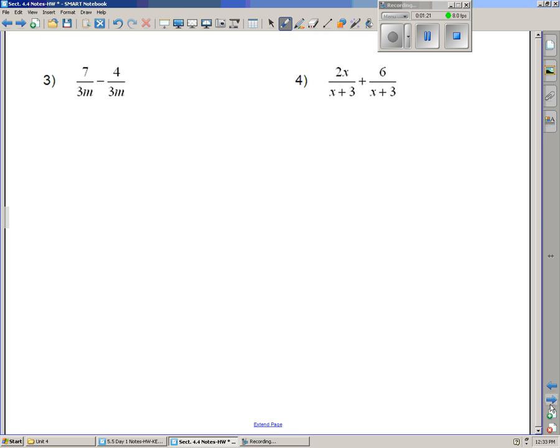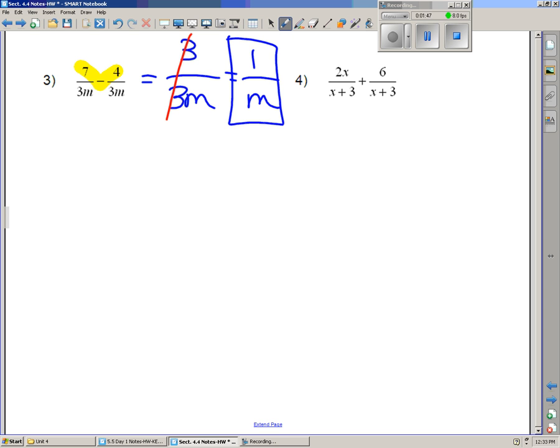The next one, the common denominator is just 3m. But now this problem is subtraction, so you need to remember that subtraction is keep, change, change, or because it's just a monomial minus a monomial, you can just say 7 minus 4, which you know is 3. And again, you need to simplify this. 3 divided by itself is just 1. And so your answer is with m on the bottom, which means it's going to be 1 over m.